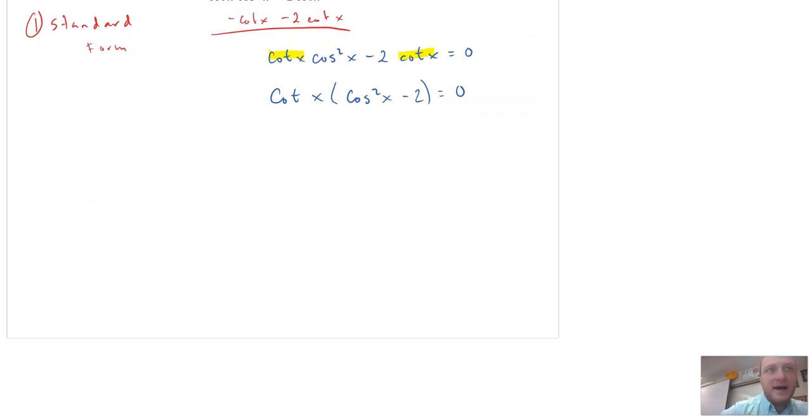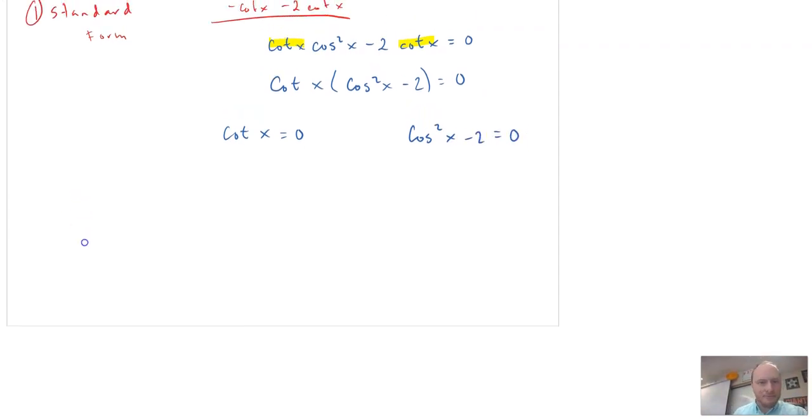Which tells me that cotangent of x is equal to 0, okay, or cosine squared of x minus 2 is equal to 0, okay? So we'll go ahead and solve these respectively.